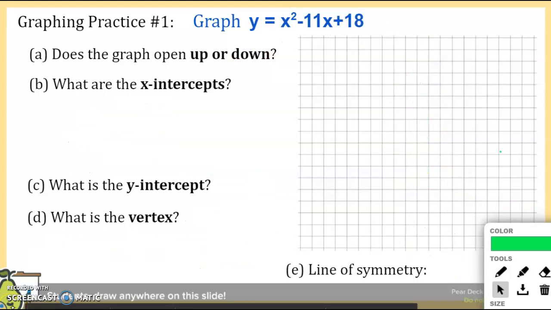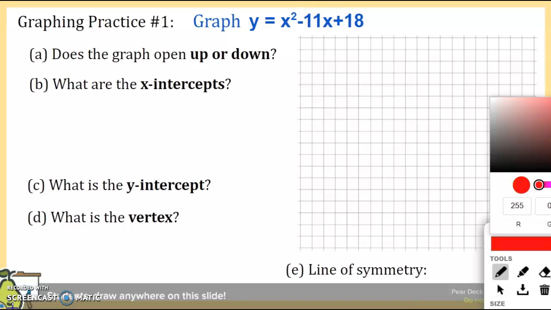Okay, what about this problem? Okay, is it opening up or down? There is no number here, so the default number is always 1. Okay, it's positive 1, so I can put 1 there, so it's positive, so it's going to be opening up. What are the x-intercepts? To do that, I set the equation to be 0, and I try to factor it.